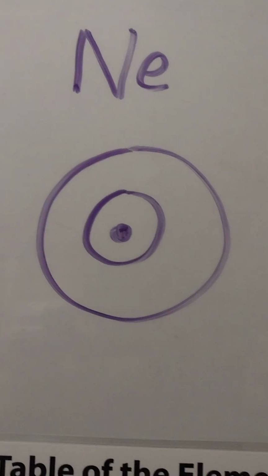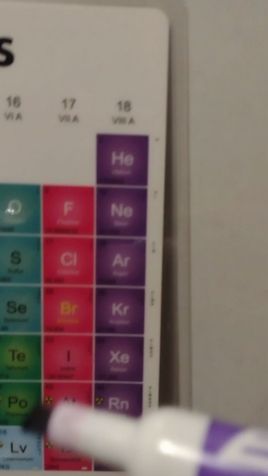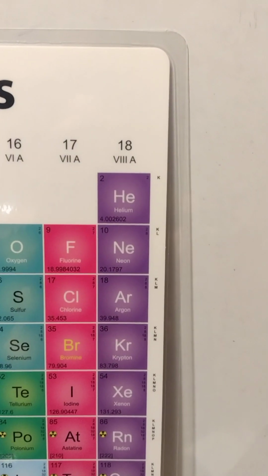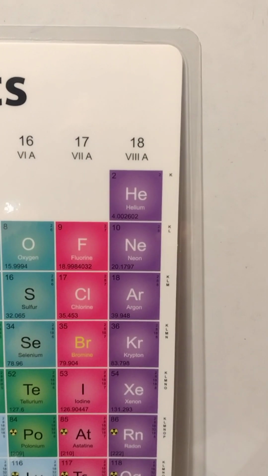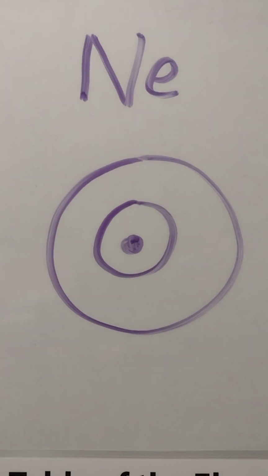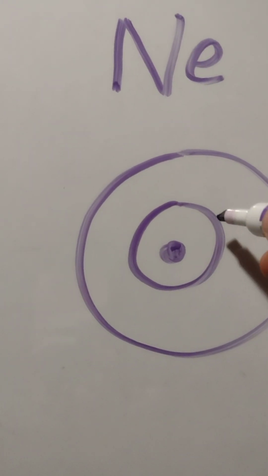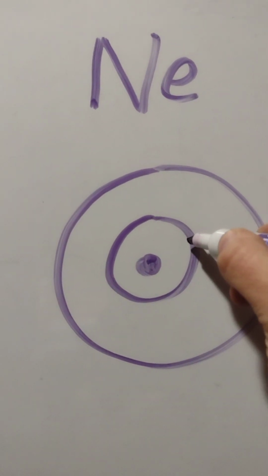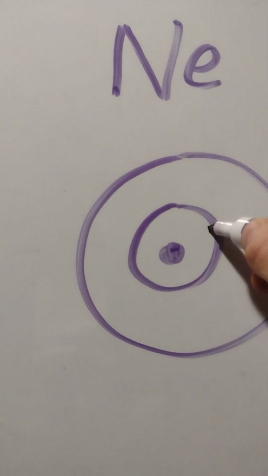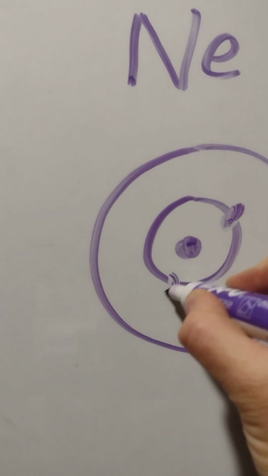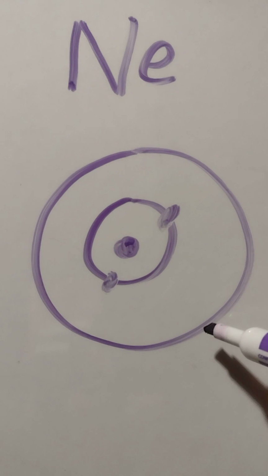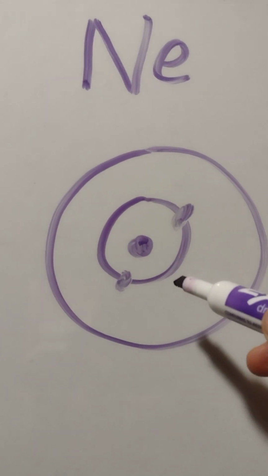So let's do neon. So it's in group 8A, right there. Can you see that? So neon has an atomic number of 10. So it has 10 protons, so we know it has 10 electrons. So let's go ahead and fill them in the energy levels here. So the first energy level is only 1 orbital, so it can only hold 2 electrons per orbital. So 1, 2, and this one has 4 orbitals, so it can hold 8 electrons, and it has a total of 10. So here we go.